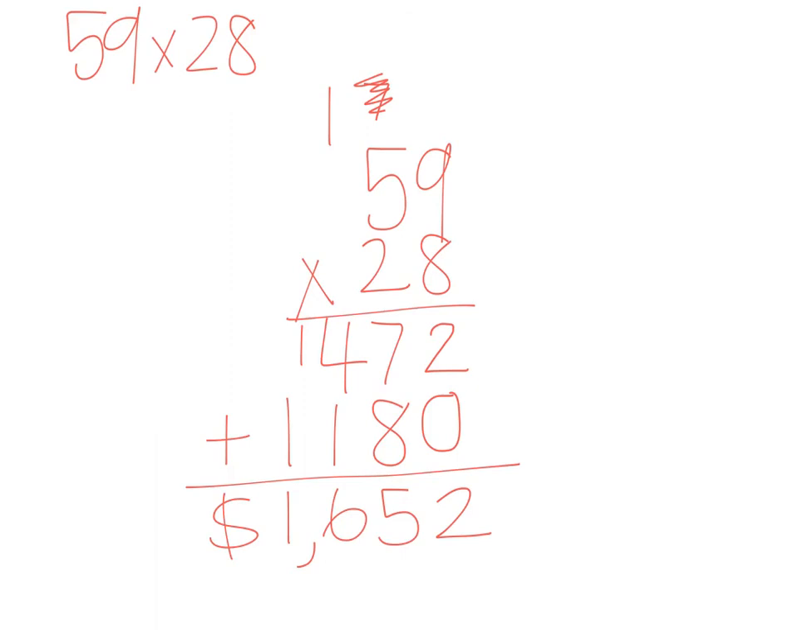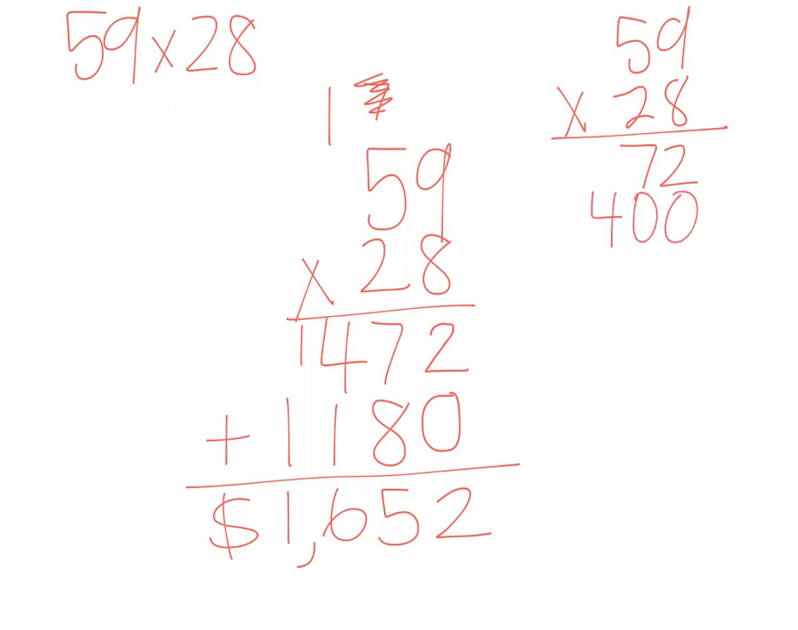That was the quick method, so that would be the same as if we did 8 times 9 is 72. 8 times 5, but that's really 50, would be 400. Then 20 times 9 is 180. And 20 times 50 is 1,000.